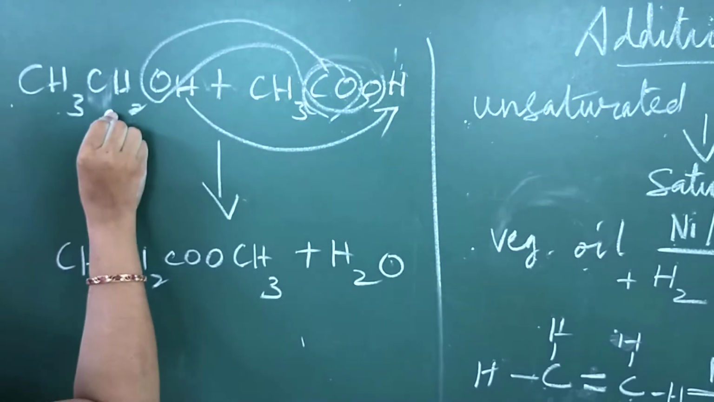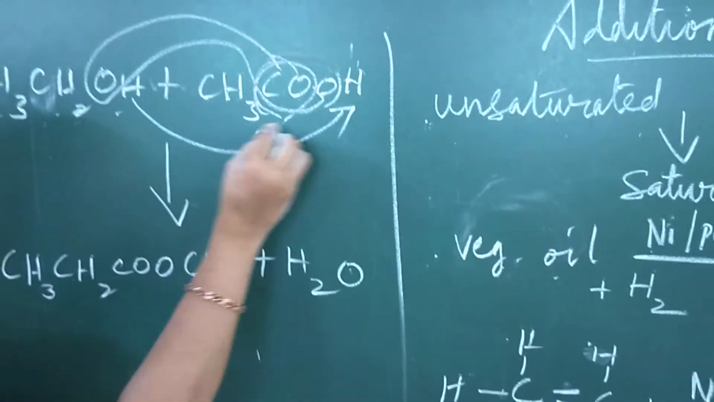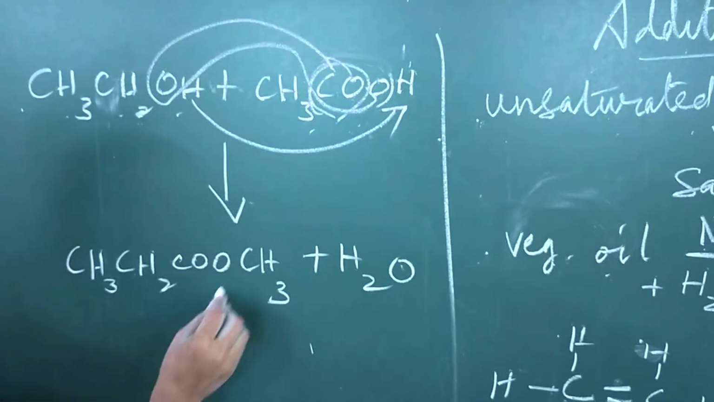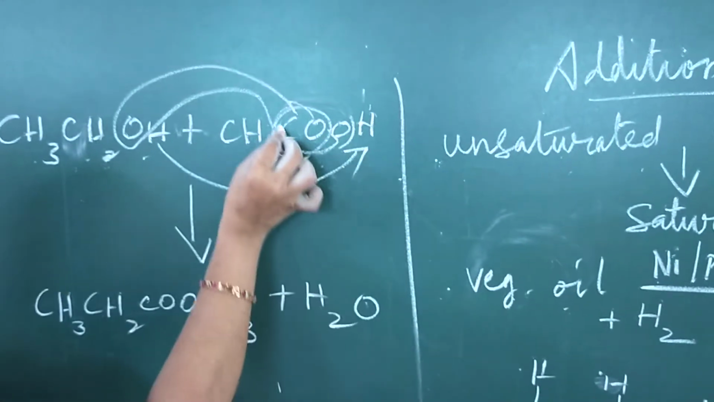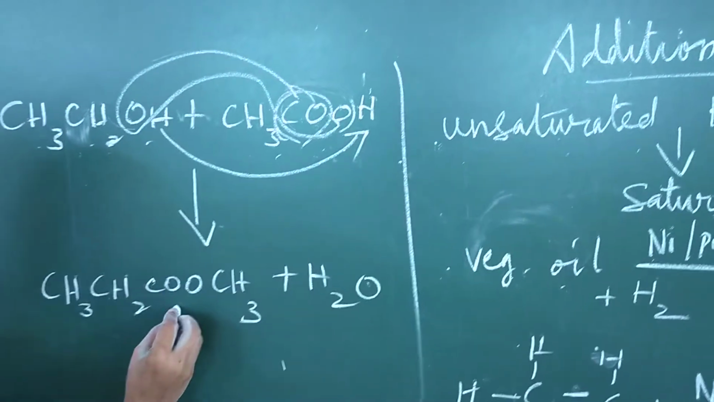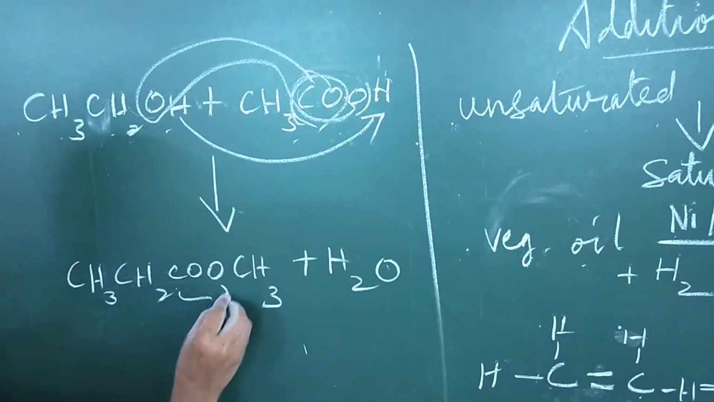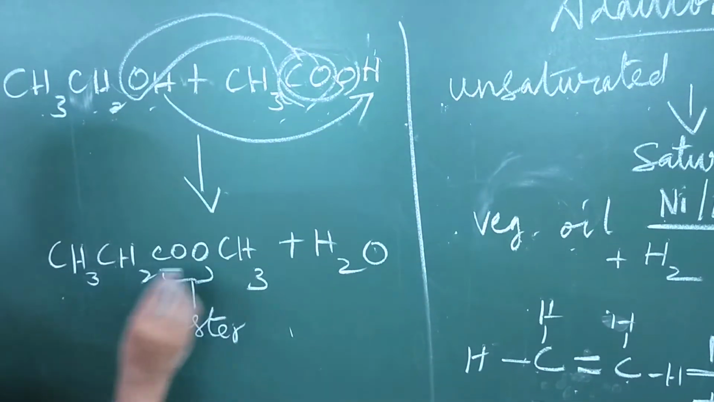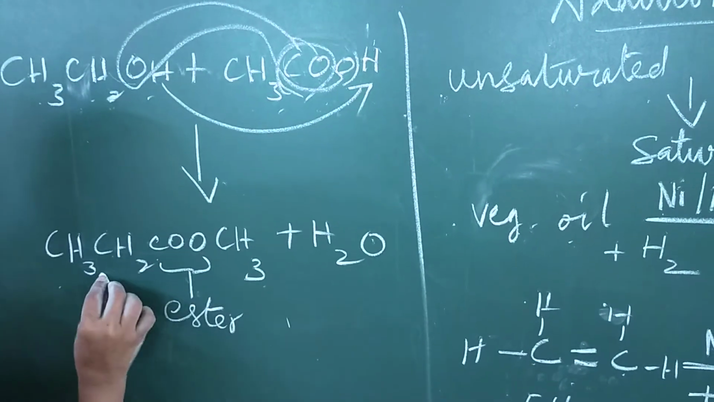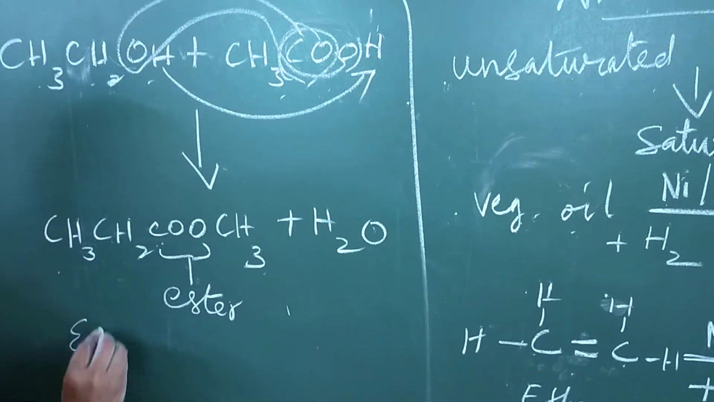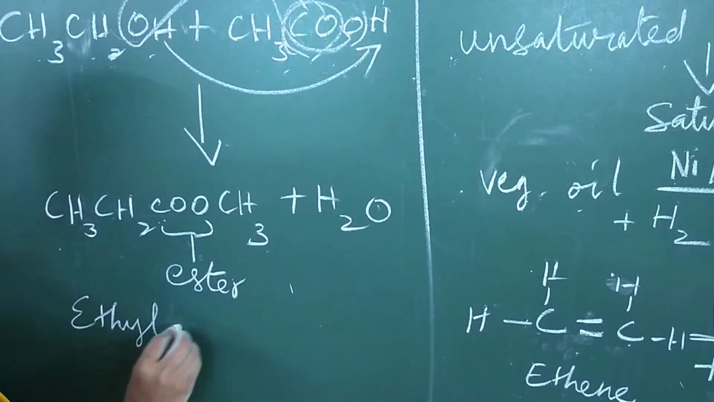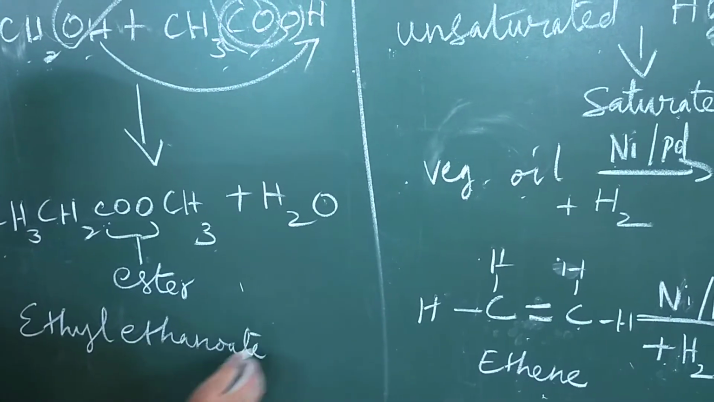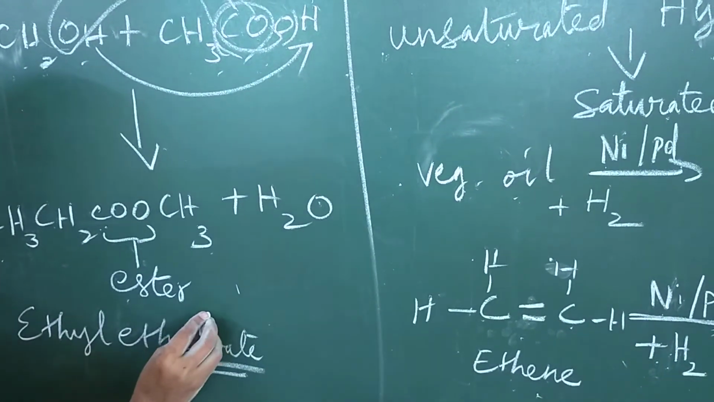Ethanol, CH3CH2OH react with ethanoic acid, CH3COOH. When it combined, this COO group will come outside. That is ester group. COO group is which group? Ester group. Now this name of the ester is ethyl ethanoate. Ethyl ethanoate. Noate, it comes, it is ester.